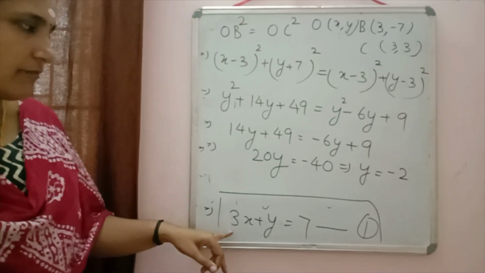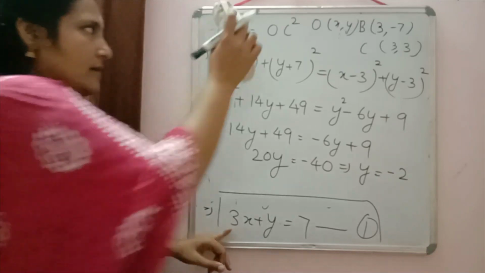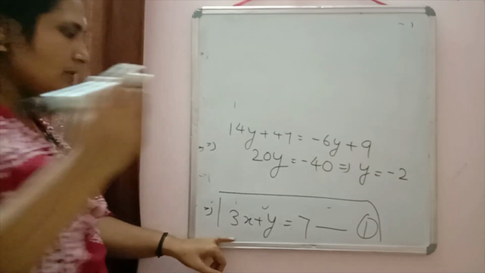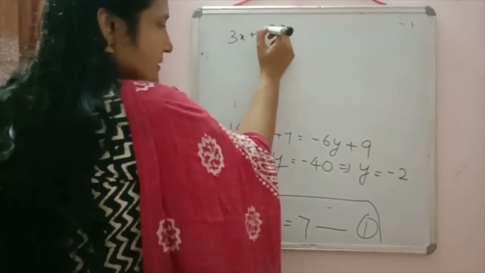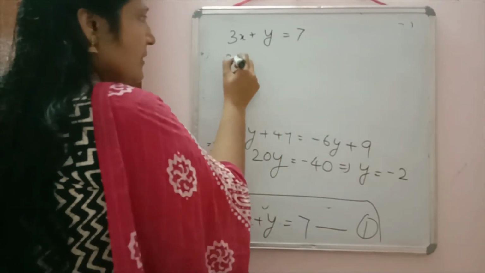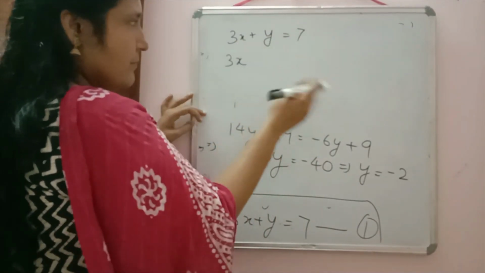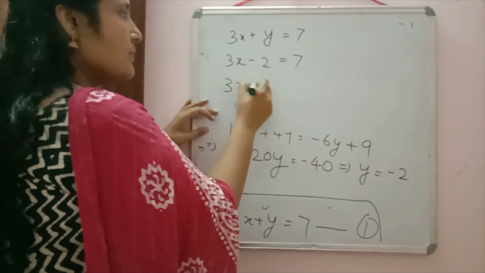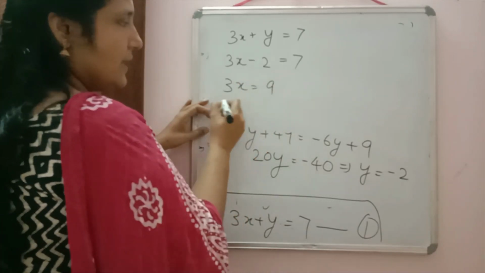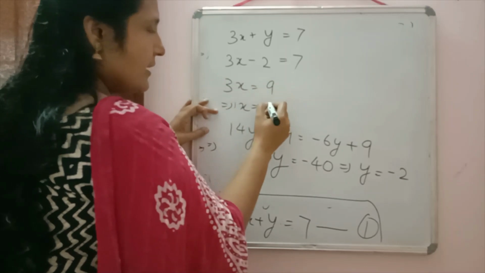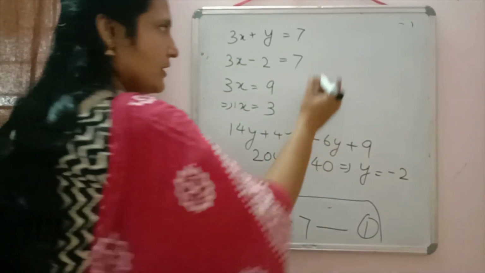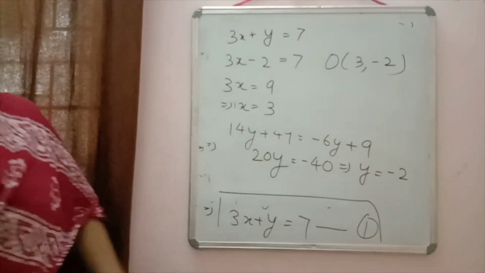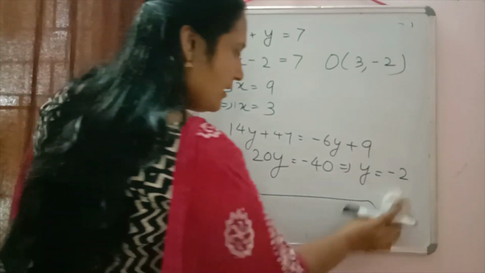Now to find out the value of x, we can substitute in equation 1. Equation 1 we wrote here, 3x plus y is equal to 7. And we got y is equal to minus 2. So substitute there. Then it will be 3x plus minus 2 will become minus 2 is equal to 7. So 3x is equal to 7 plus 2, 9, and x is equal to 9 divided by 3 is equal to 3. So we got the center as x is equal to 3 and y is equal to minus 2. Coordinate of center is 3 comma minus 2.